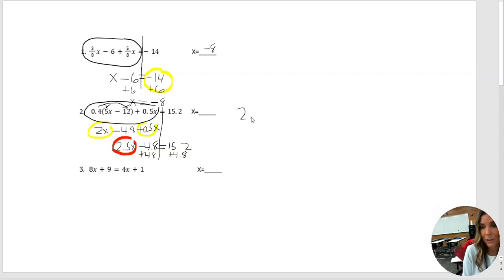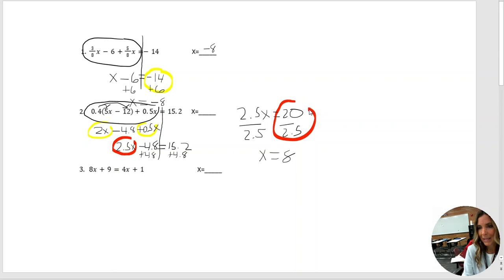So now I have 2.5 times x equals 20. And then we divide by 2.5. And that gives us an 8. Now remember that when you're putting this in the calculator, it's the 20 that's being divided by the 2.5, and it does matter that you put the 20 in first.